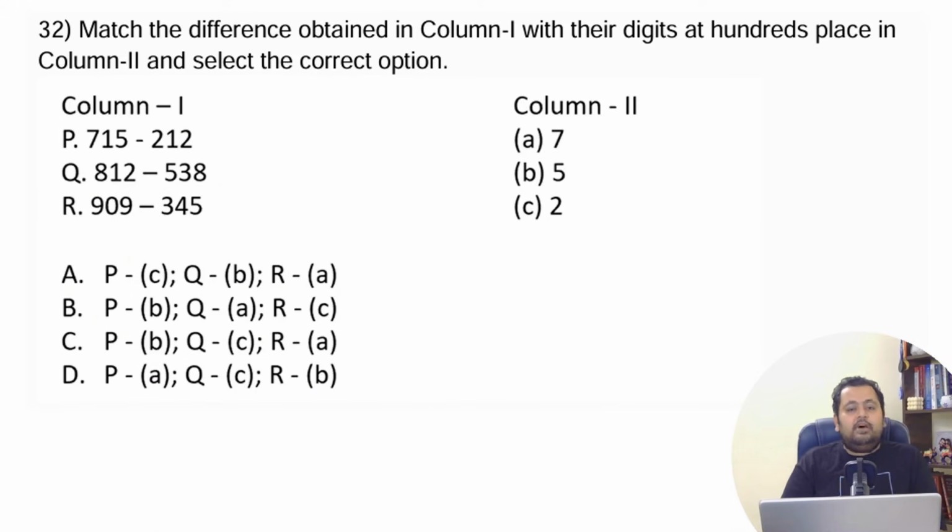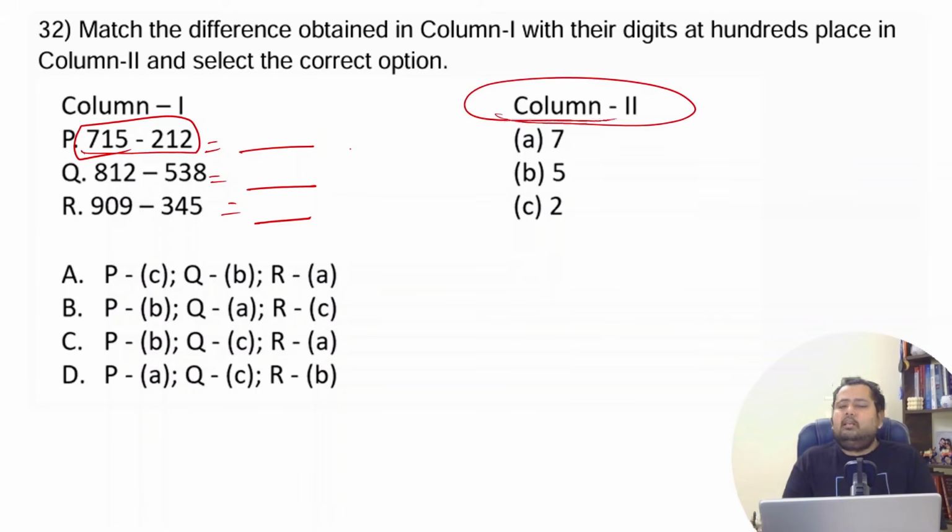Match the difference obtained in column 1 with their digit at hundreds place in column 2 and select the correct option. So, very easy question. What it's saying is, first do the subtraction over here, right? You have to find out what it is. And then you have to match it with the number that is there in the hundreds place to the number that is there in column 2, right? So first do the subtraction and then do the matching. Very simple. Solve it yourself first, do the dirty work, and then look at the solution.